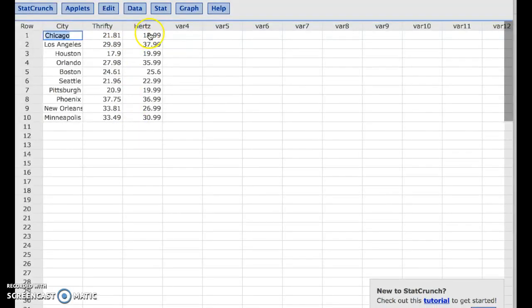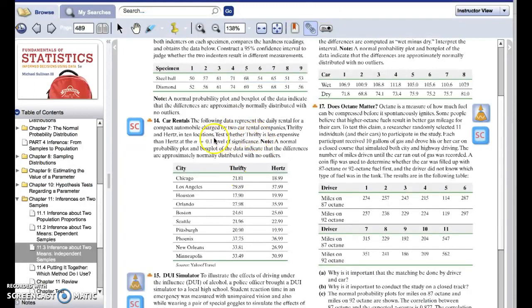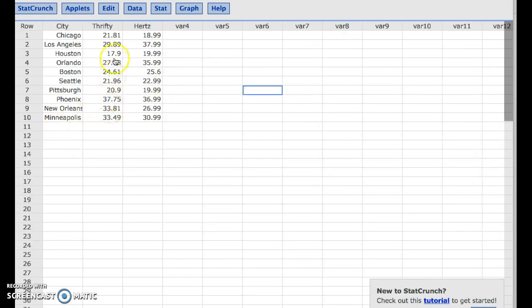And the claim was that Thrifty is less expensive. And as we're looking down, notice Thrifty is more expensive than Hertz in our first example, but it looks like for a lot of the other ones, we are a little less expensive. Notice in Pittsburgh, that's not true. Phoenix, that's not true. New Orleans, that's not true. Or in Minneapolis, it's not true. So my first impression of this problem, if I go back and read, test whether Thrifty is less expensive, and then I look at the data set, I'm going, there's several scenarios where it's more expensive. I don't really think that the researcher got it right.